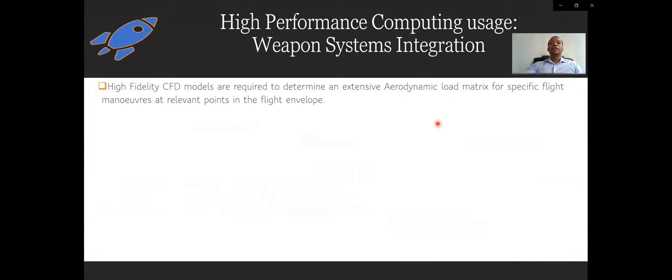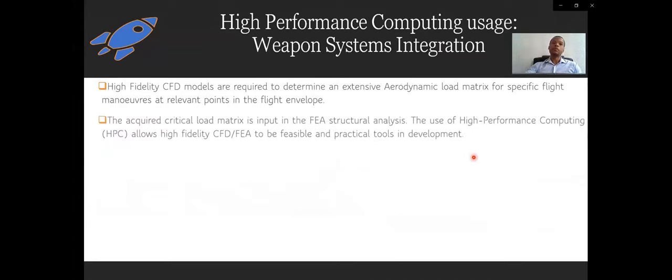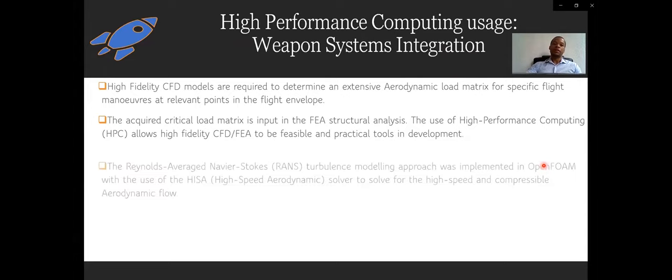Now, to determine the extensive aerodynamic load for specific flight maneuvers at relevant points in the flight envelope, high fidelity CFD models are required. And as mentioned, the acquired critical load matrix is input to the finite element structural analysis. Then the use of high performance computing allows for those high fidelity CFD models to be generated and simulated. And it makes both CFD and finite element analysis feasible and practical tools in development.